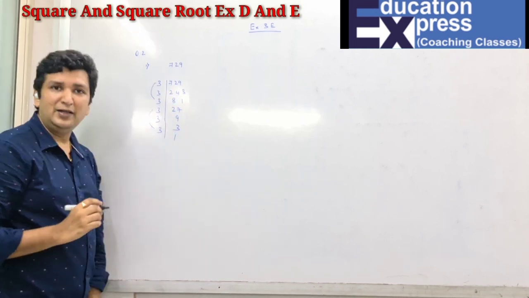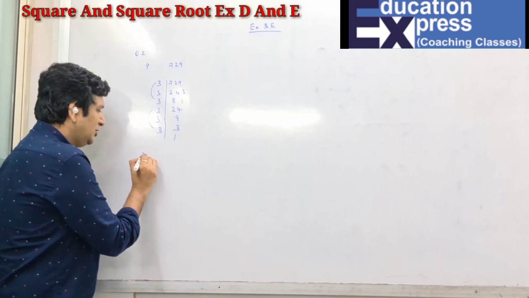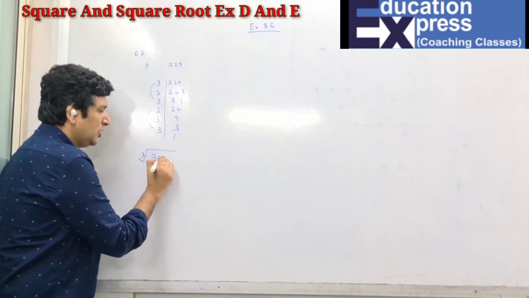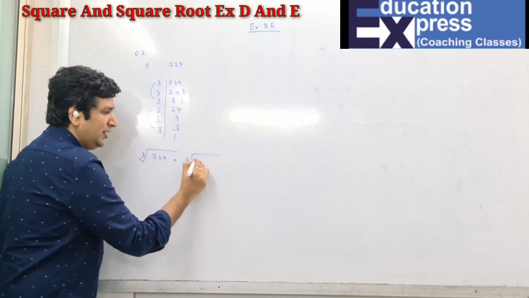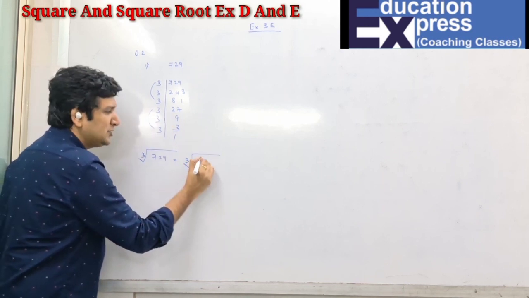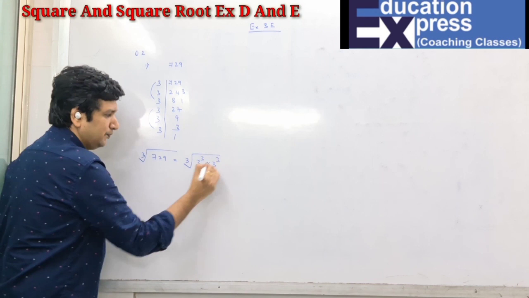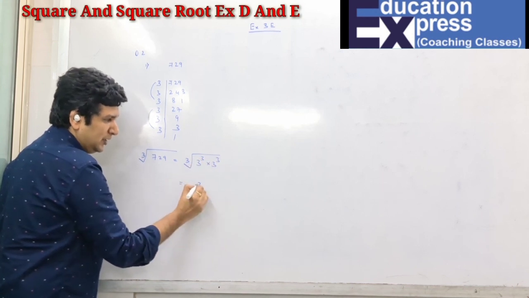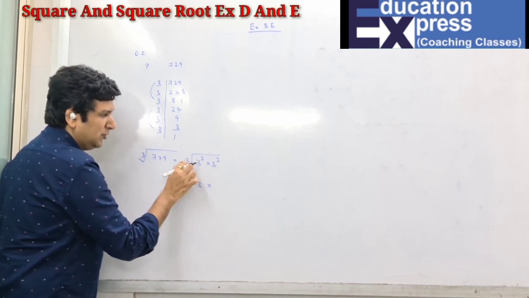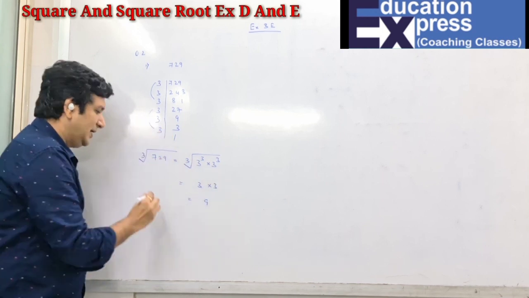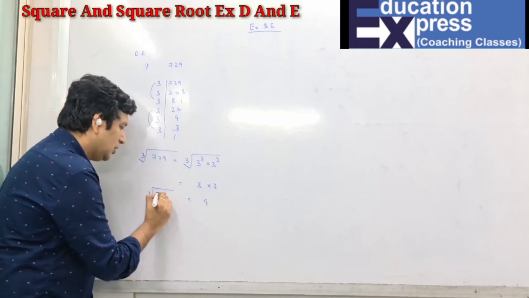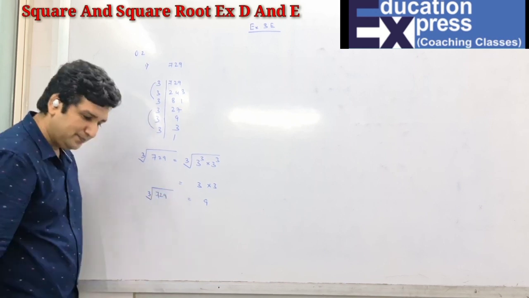That means I can find the cube root. Now how to find the cube root? Cube root of 729. You have to mention cube root over here. Very important. We have 2 pairs of 3 as a cube. So now this 3 will come out because 3 will get cancelled. Again 3 will get cancelled. So the answer is 9. So cube root of 729 is 9.